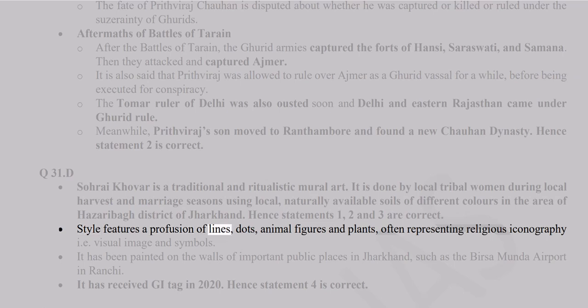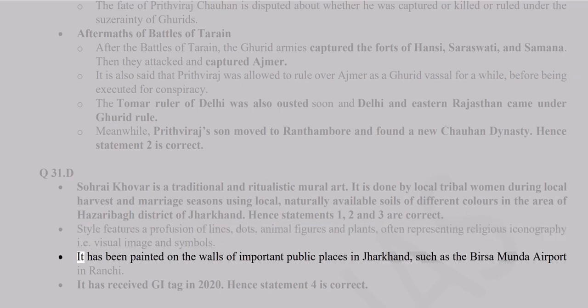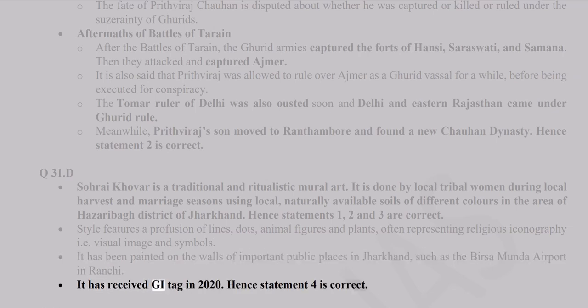The style features a profusion of lines, dots, animal figures and plants, often representing religious iconography, i.e. visual images and symbols. It has been painted on the walls of important public places in Jharkhand, such as the Birsa Munda Airport in Ranchi. It received a GI tag in 2020. Hence, statement 4 is correct.